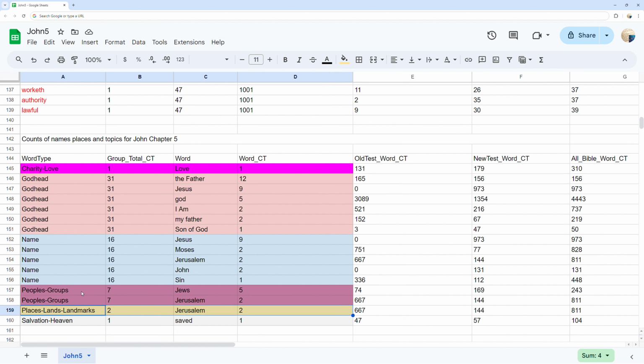You can see 2 rows in purple for the topic of people's groups, and 1 row for salvation as well as 1 row in pink for charity. You can see the total counts for all the listed topics in the New Testament, Old Testament, and both combined out to the right.